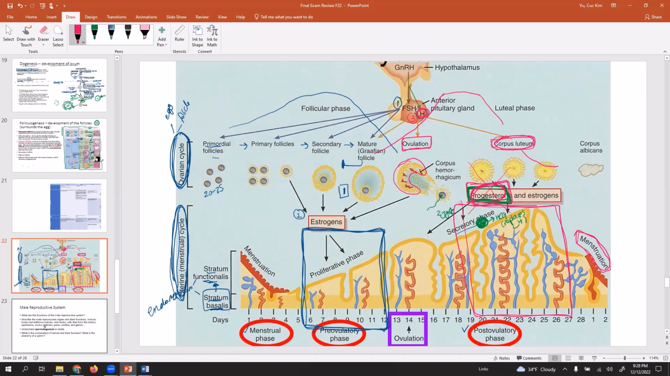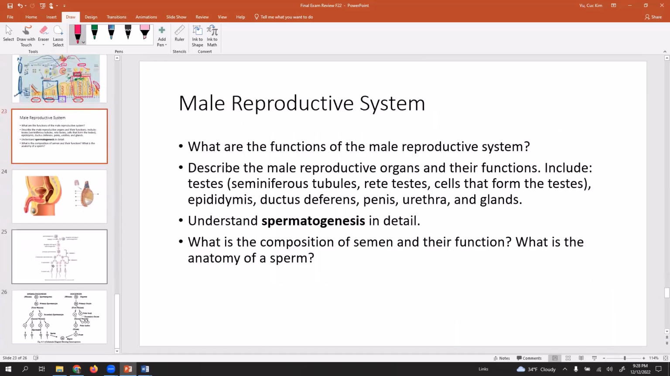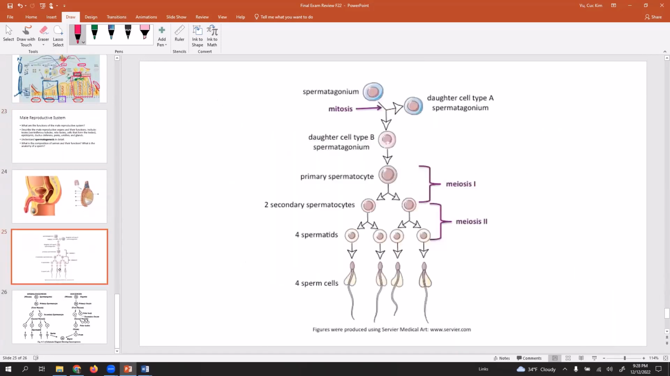All right, let's finish up with the male repro. Once you have the female, male repro is going to seem so easy. Okay, can we go through the male spermatogenesis? Sure. Okay, so you start off with a stem cell, the spermatogonium. And the same thing, it undergoes mitosis, which copies and divides. One becomes the type B, and that's what will move on to become the sperm cell. And the other one stays to continue that copying process.